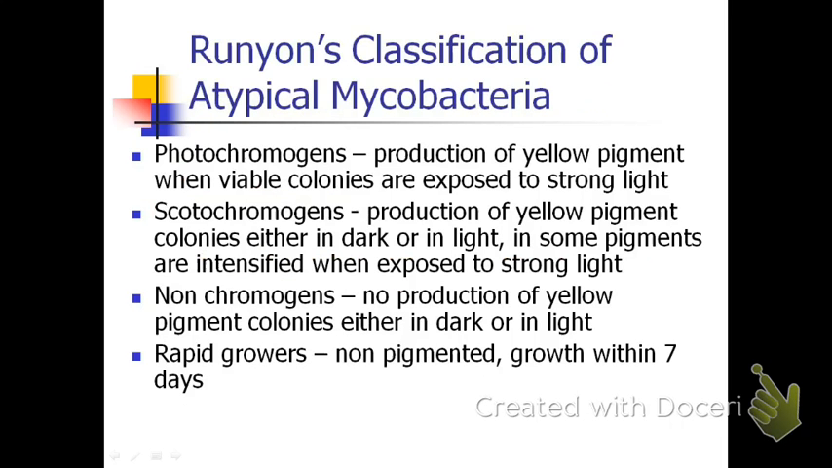Runyon actually classified these atypical mycobacteria into four groups, which I think I did mention a while ago. The photochromogens, because in the presence of light they allow carotene to be elaborated, so there would be yellow pigment. Scotochromogens means that they could produce pigment either in dark or in light. However, some would have a more intensified pigment in the presence of light. Non-chromogens means that they don't produce any pigment, whether in dark or in light. And then rapid growers are those that can grow within 7 days.